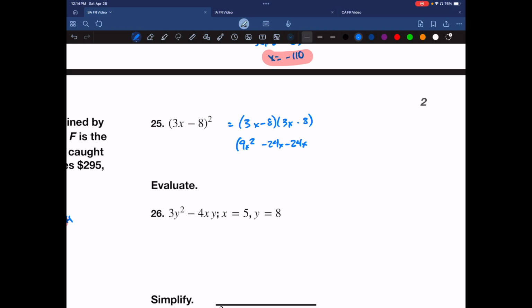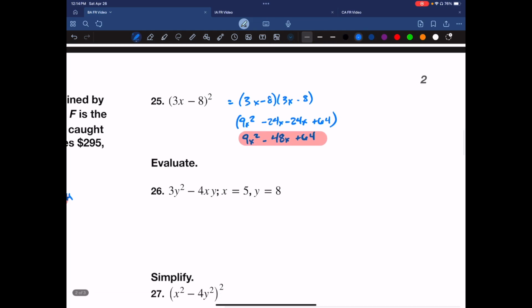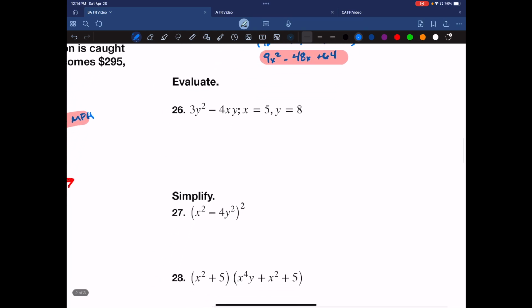Okay, you got negative 24x minus 24x. And then negative 8 times negative 8 is plus 64. All right, let's clean that up. It's going to be 9x squared minus 48x plus 64. There you go. You have to include that middle term. If you don't, it is wrong.